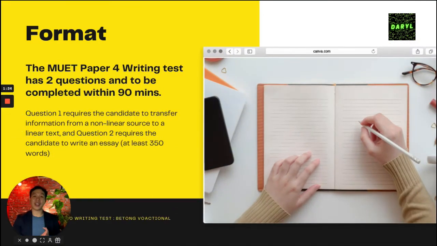Alright, so let's talk about the format. The MUET Paper 4 writing test has 2 questions and needs to be completed in 90 minutes, which is equal to 1 hour and 30 minutes. Question 1 requires the candidate to transfer from a non-linear text to a linear text, and question 2 requires the candidate to write an essay of at least 350 words. So I repeat here: for MUET Paper 4, there are 2 questions. In question 1, you have to transfer information, and in question 2, you have to write an extended essay.